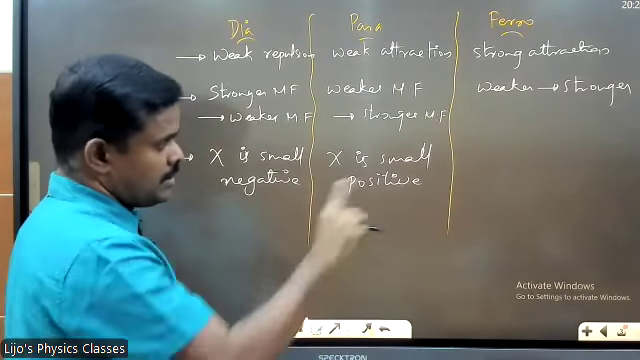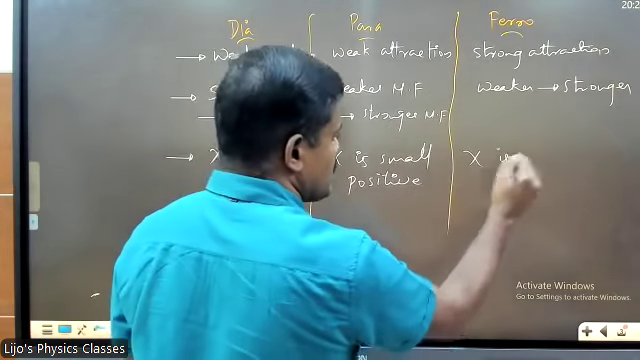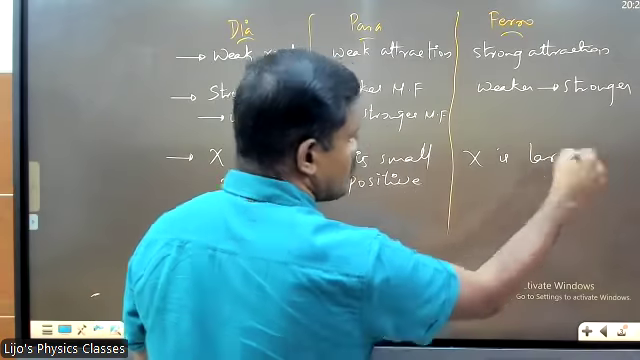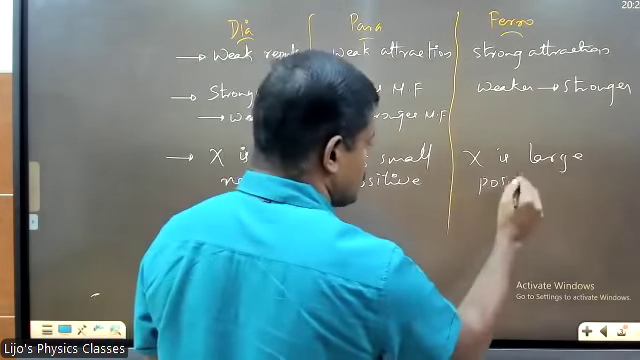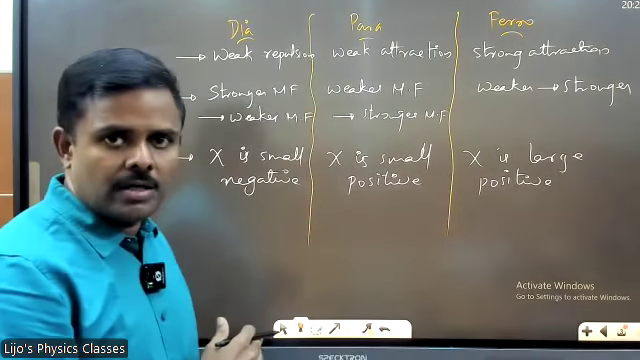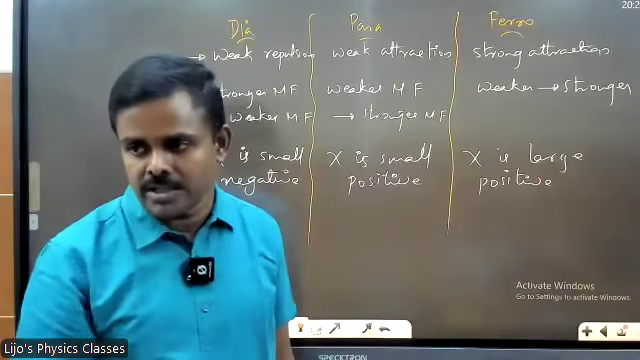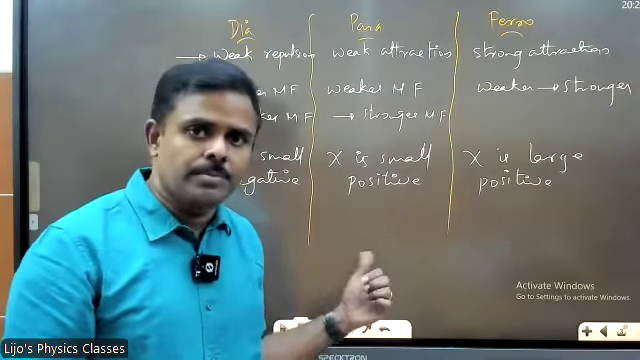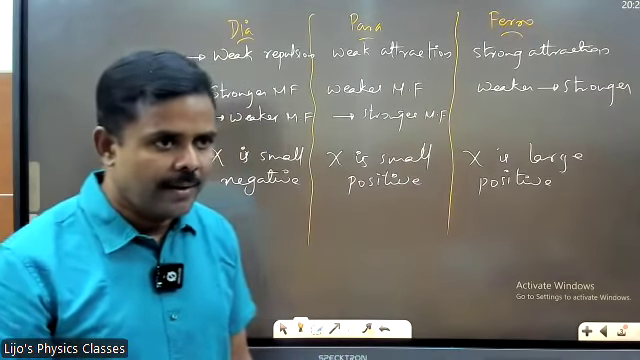All right. Next is what? I said strong attraction. Strong means chi value is large. I'll tell you about the values later. It's really large and it is still positive. So just know one thing. Weak means chi is small, and strong means chi is large. Attraction, chi is positive. Repulsion, chi is negative. Got it?